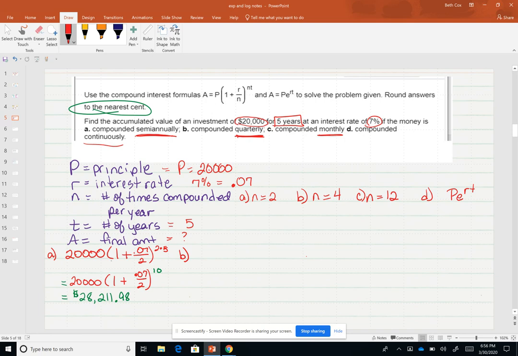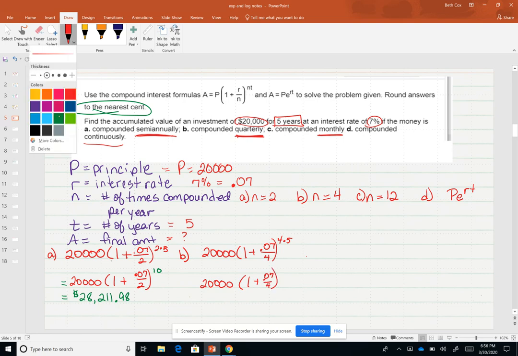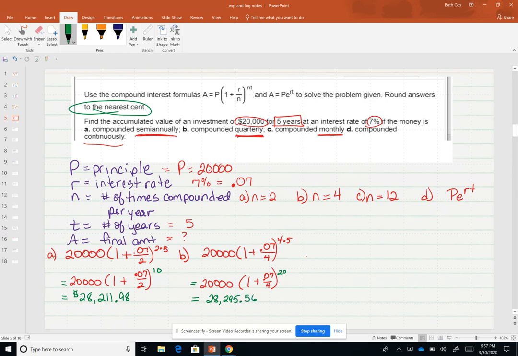All right, part B. We're going to change the n to 4. We're going to do the exact same thing: 20,000 times 1 plus 0.07 over 4 this time, to the 4 times 5 power, raised to the 20th power. That's what I'm going to type in my calculator. And again, hopefully you get what I get. When I do it quarterly, I get $28,295.56. And that is compounded quarterly.